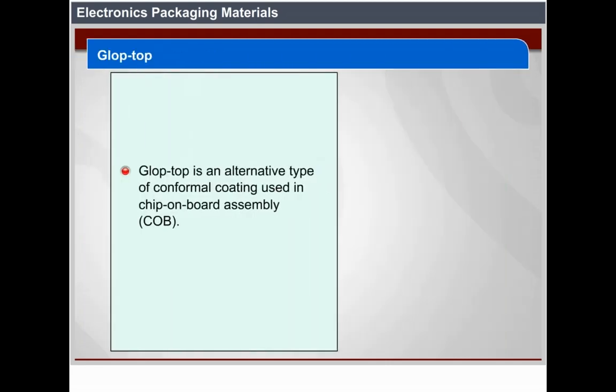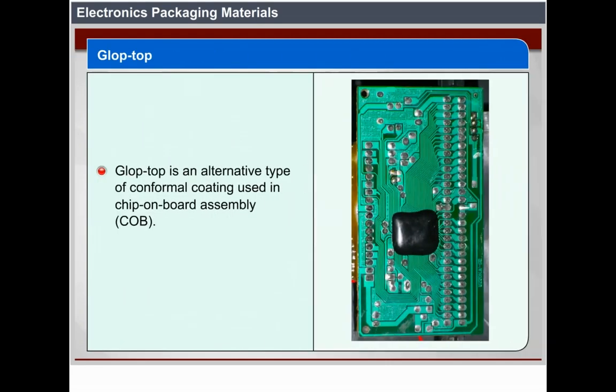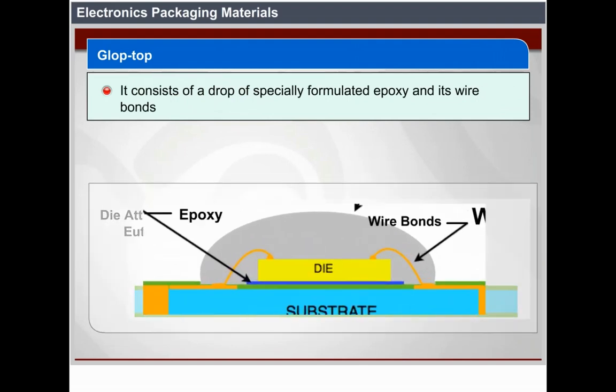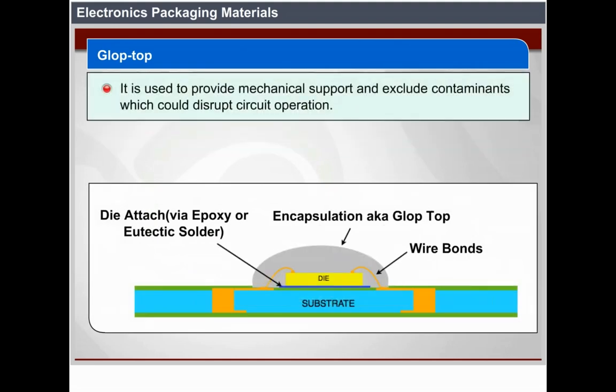Glob top. Glob top is an alternative type of conformal coating used in chip-on-board assembly. It consists of a drop of specially formulated epoxy covering the chip and its wire bonds. It is used to provide mechanical support and exclude contaminants which could disrupt circuit operation.